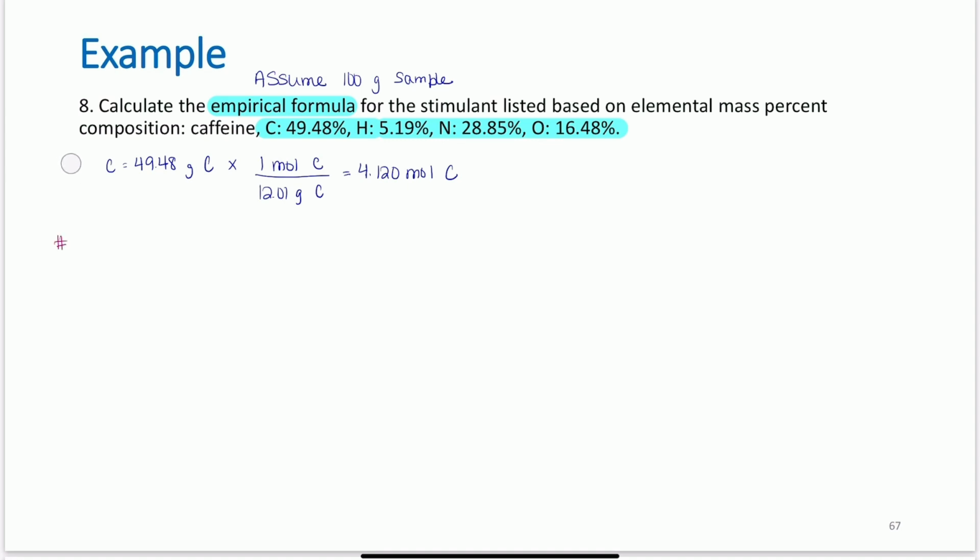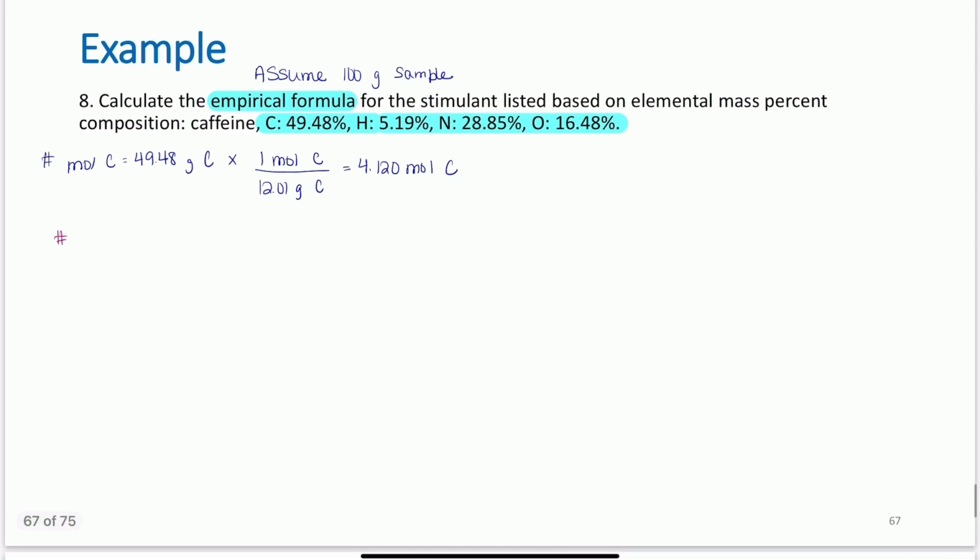That should say number of moles up here. I apologize. I was thinking about what I was writing next, not what I was looking for. Next, number of moles of hydrogen. 5.19 grams of hydrogen. 1 mole of hydrogen to 1.008 grams of hydrogen. Gives me 5.15 moles of hydrogen.